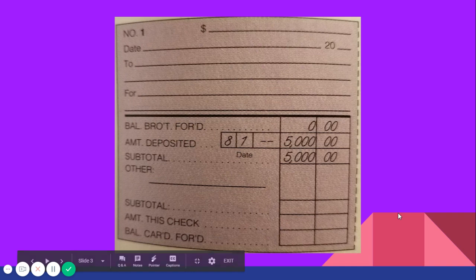This is part of a pay stub that will be connected to a check. So once you deposited the money, we bring the balance forward. So let's say you open an account, you had zero at the beginning, you deposited the $5,000, your subtotal will be $5,000, and you're ready for any other service charges, or writing a check, or carrying it forward.